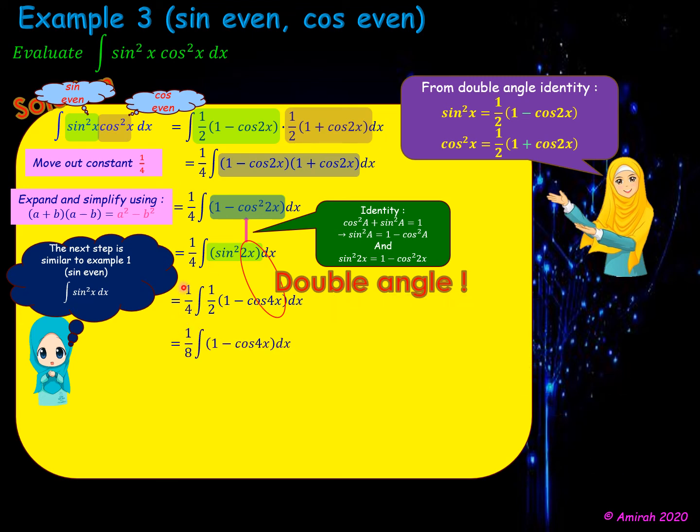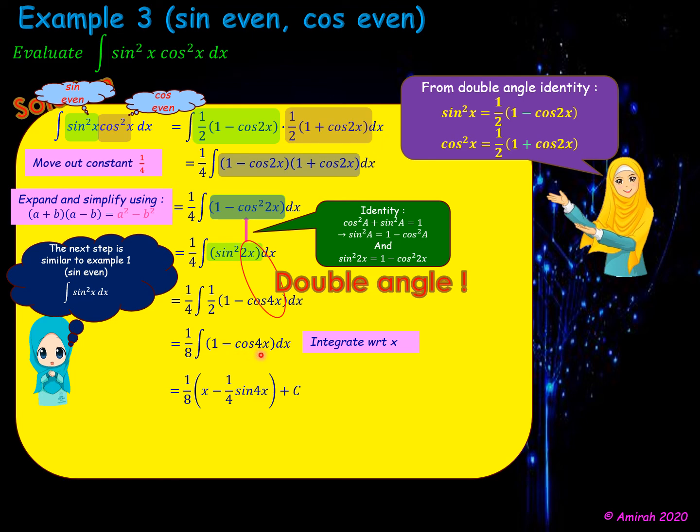Okay, and then we multiply 1 over 4 and half. Then we have 1 over 8. And then we can move the constant outside the integration sign. Then inside the integration sign, we have 1 minus cos 4x. So now, there are no more powers of sine or cosine. That means now we can integrate with respect to x. So we still have the constant outside here. Then we integrate 1 with respect to x, so we have x. And then still minus.